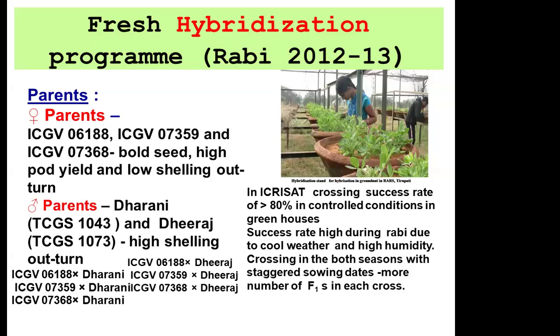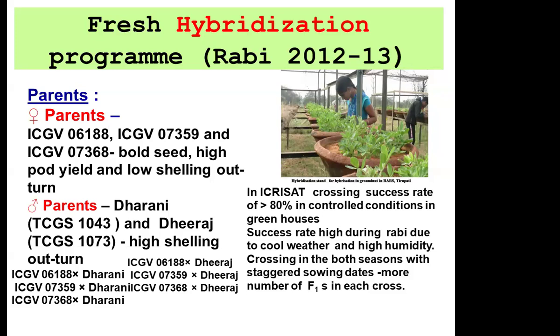We get up to 80% shelling outturn with Dharani, even 1073 also. And during Rabi, we get around 76 to 78% shelling. As we want to improve shelling outturn in these female parents, our high yielding varieties are used as male parents in this program. Actually, the success rate depends on humidity and weather.